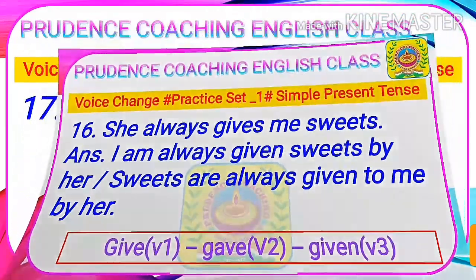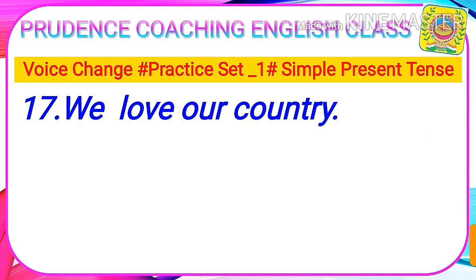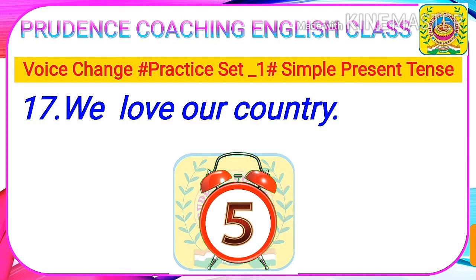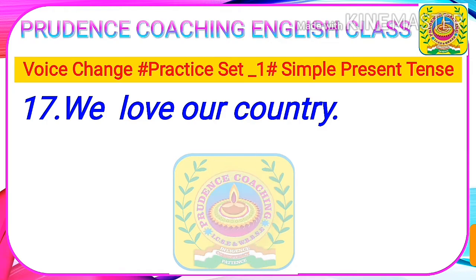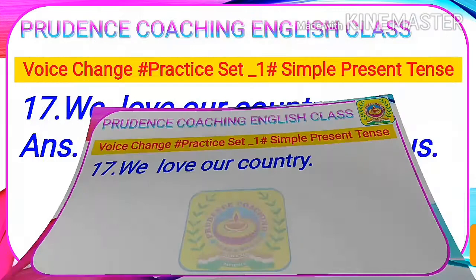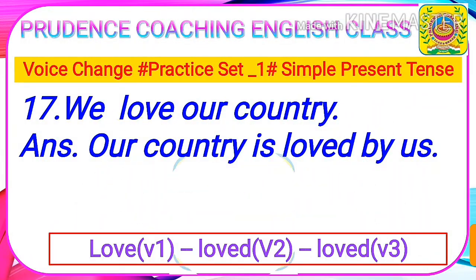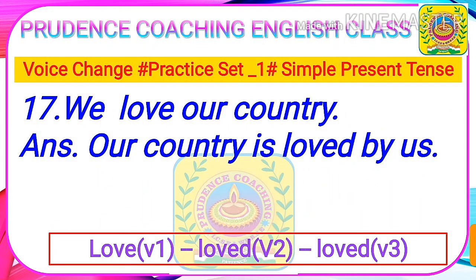Our next question is we love our country. Time's up. Here the subject is we, love is the verb, and our country is the object. As you can see here, we is the doer of the action and is the subject of the sentence. So this sentence is given in active voice. So to change it into passive, we need to swap the subject and object.